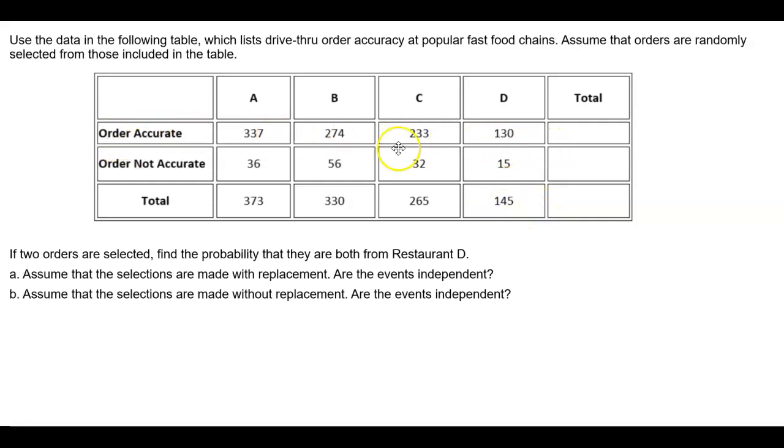Now we want to find the total in the row. So for order accurate, we're going to add up those four numbers to get a total of 974. For order not accurate, we're going to add the total of those four numbers to get 139. The entire total is either adding the last column or the last row, which gives us 1,113.